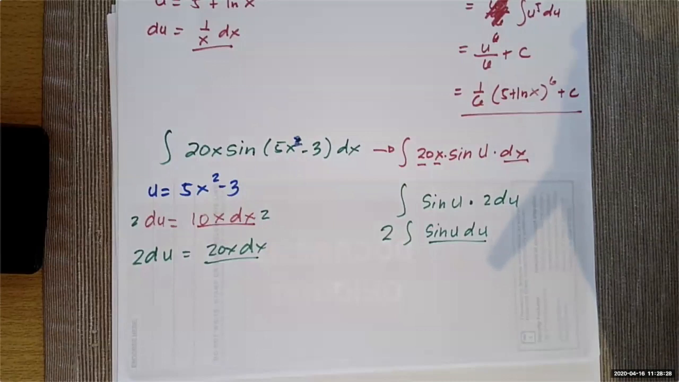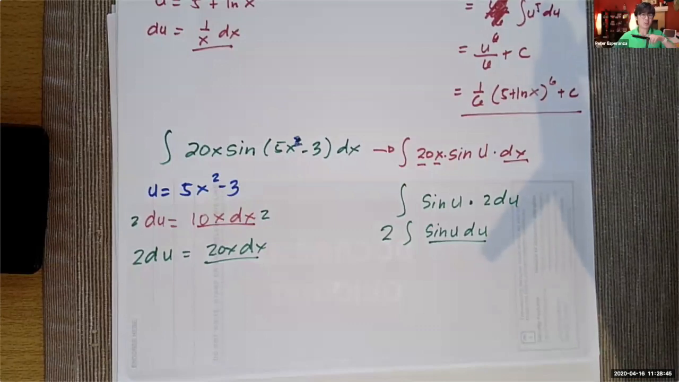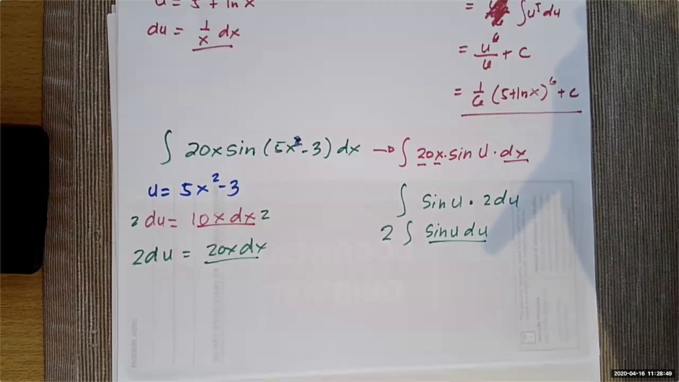Cosine u plus c. Is it positive cosine or negative cosine? Positive? No, it's negative. Yeah, I was going to say it's negative. It is negative, right? Can you please go back to your notes? I just did. It's negative.